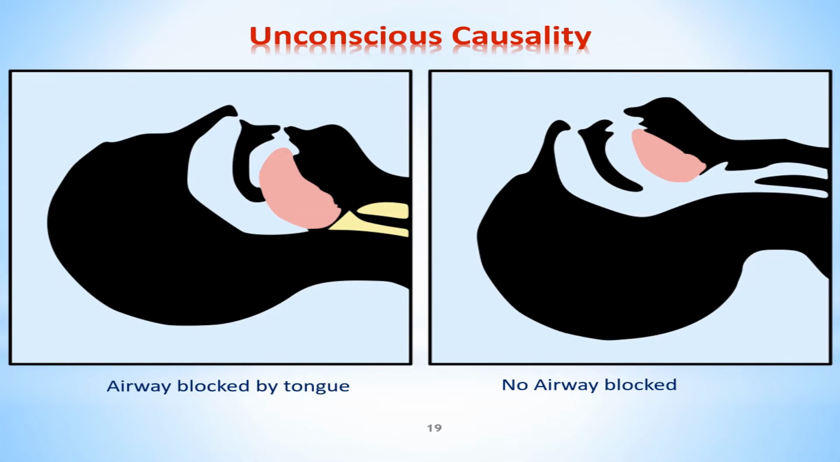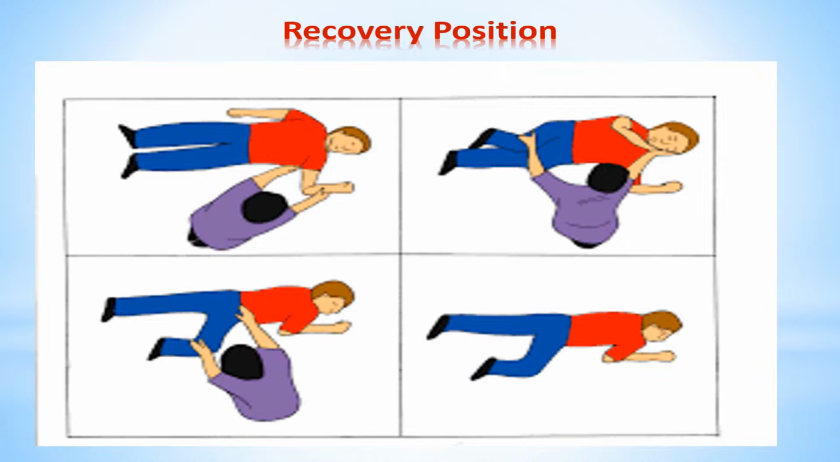How to find an unconscious casualty. See the image. Airway blocked by tongue. Airway clear. Recovery position. A. With the person lying on their back, kneel on the floor at their side. B. Extend the arm nearest you at a right angle to their body with their palm facing up. C. Take their other arm and fold it so the back of their hand rests on the cheek closest to you, and hold it in place.